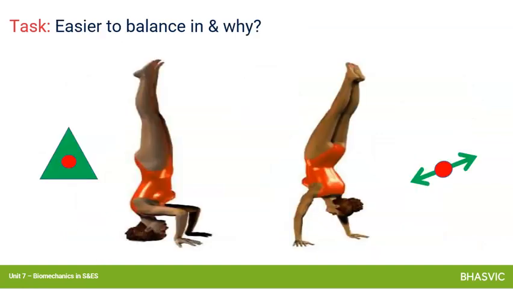So what about this? Which might be easier to balance with and why? We've got a headstand with 3 points of contact. We've got a handstand with 2 points of contact. So I'm hoping you would figure out that this headstand is slightly easier to balance because we're effectively making a triangular base which gives us stability in each direction. So almost like a tripod that you would have a camera on.